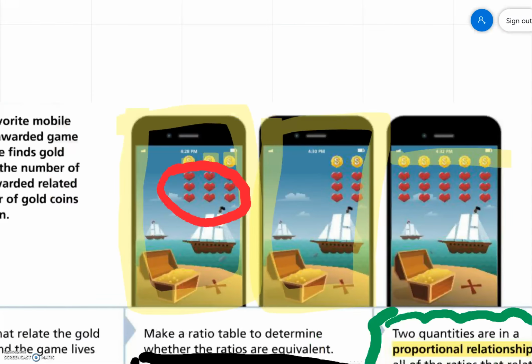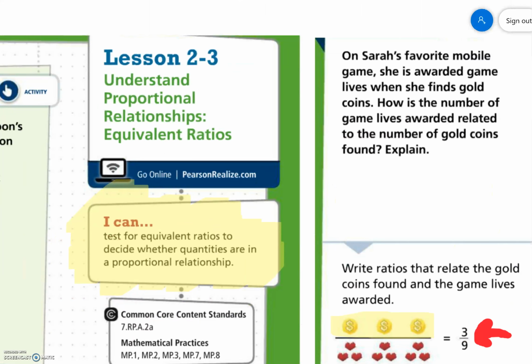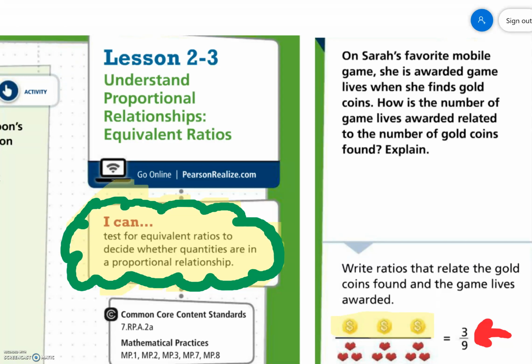All right, 7th grade, let's say it. I can test for equivalent ratios to decide whether quantities are in a proportional relationship.